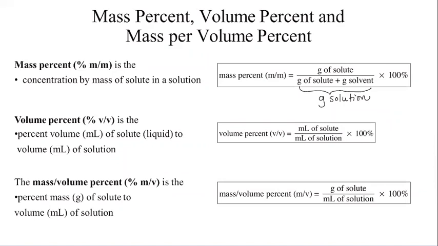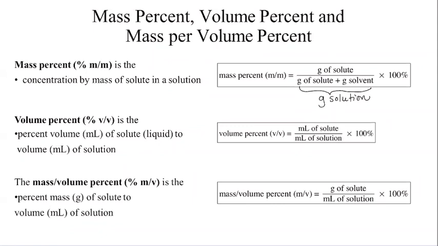And when it comes to volume percent, that's one of the ways in which, for example, if you buy rubbing alcohol, which for the most part is isopropyl alcohol, and the bottle says 70% or 90%, that's what it's referring to, volume percent. That means that if you buy, let's say, a bottle of 70% rubbing alcohol, 70% refers to for every 100 milliliters of your rubbing alcohol, 70 milliliters of that is going to be that isopropyl alcohol, okay?